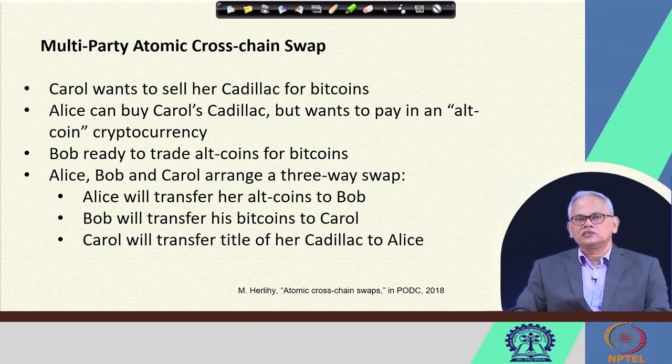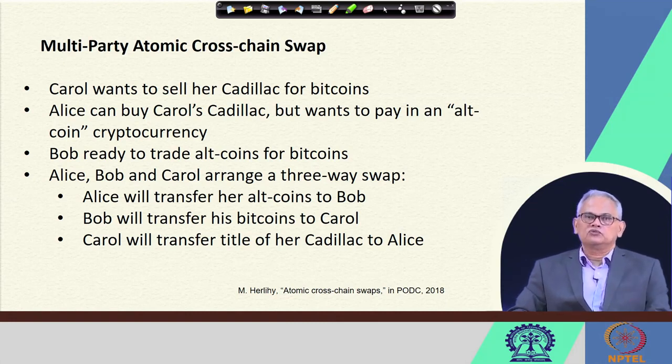Now, she has a buyer in Alice. Alice is willing to buy Carol's Cadillac, but the difficulty is that Alice is not going to pay with Bitcoins. She is willing to buy it, but she would pay only in another cryptocurrency, say call it this altcoin. Now, this is a problem, right, that Carol would like to sell her Cadillac, but as mentioned in the first point, she would like to get paid in Bitcoins. Alice is willing to buy, but she is not willing to pay in Bitcoins.